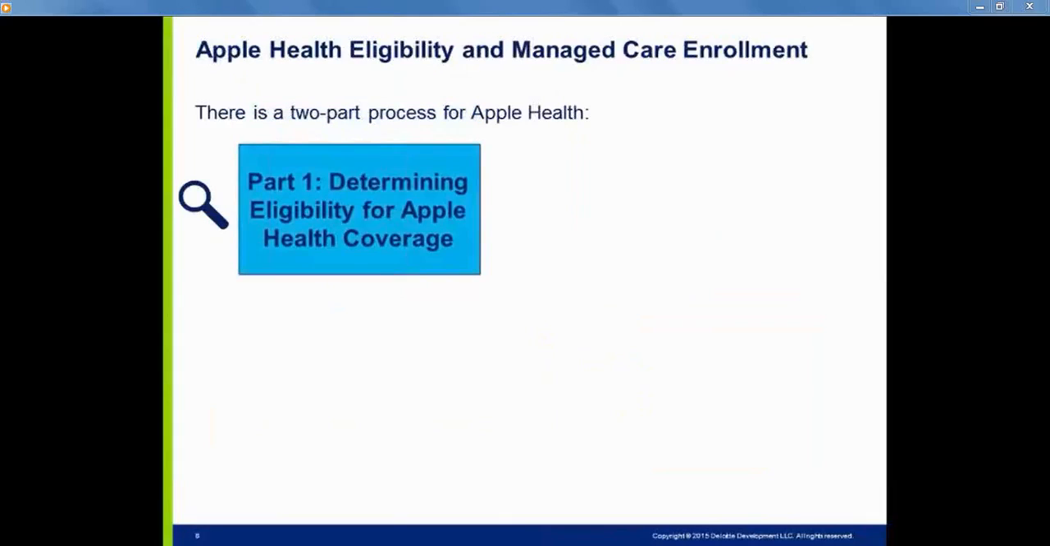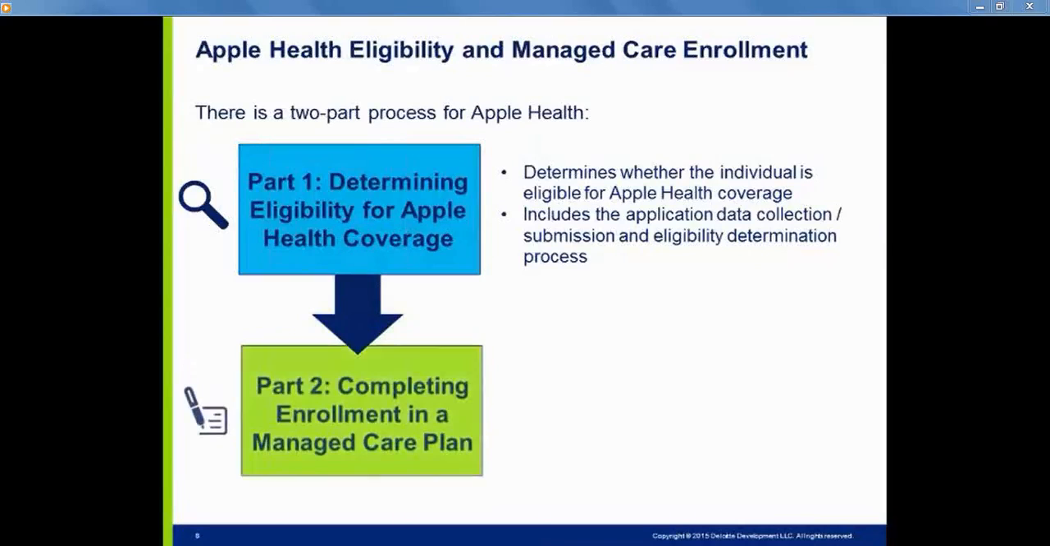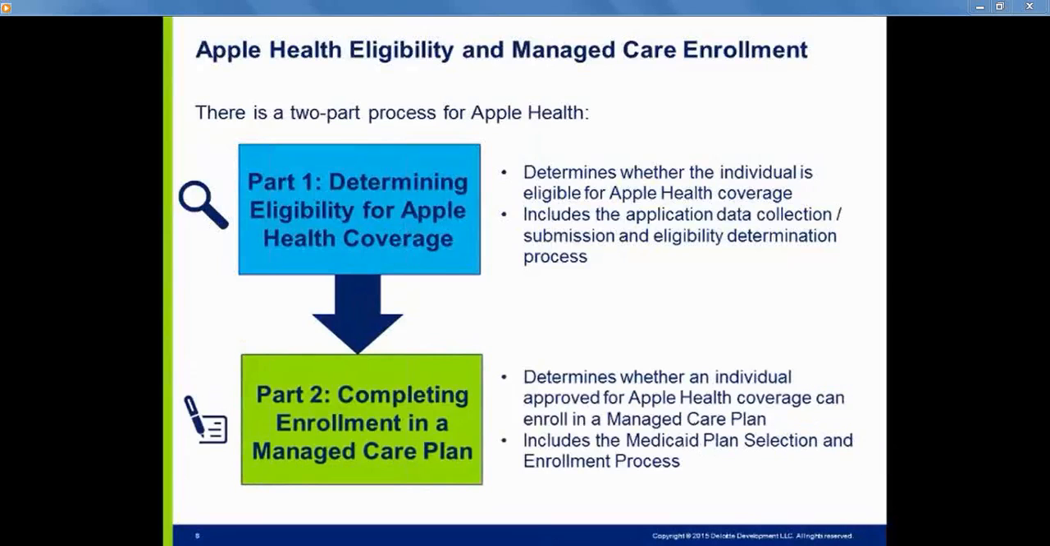There are two parts to gaining coverage in Apple Health. Part 1 is determining eligibility for Apple Health coverage. Individuals must complete the application process in Healthplanfinder to determine their eligibility for coverage. Part 2 is completing enrollment in a managed care plan. Once an individual is determined eligible for Apple Health coverage, the system will determine whether they can enroll in a managed care plan.